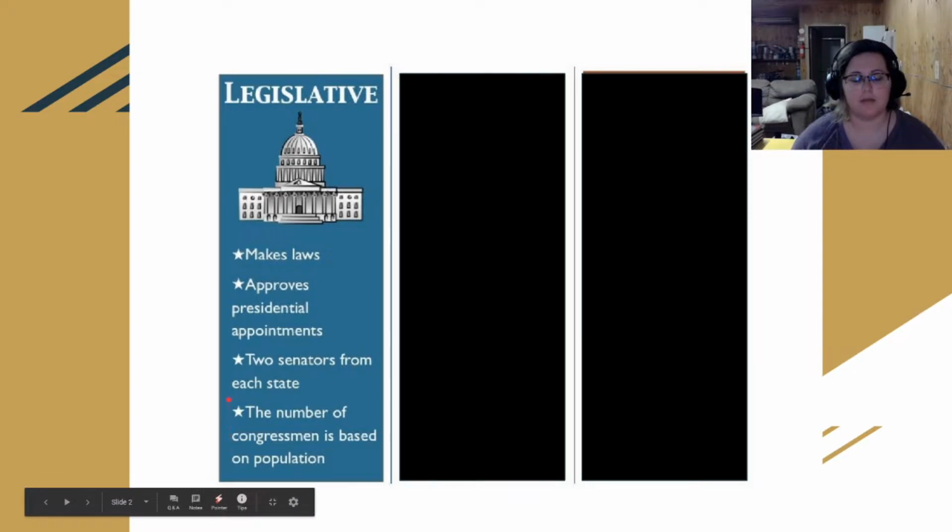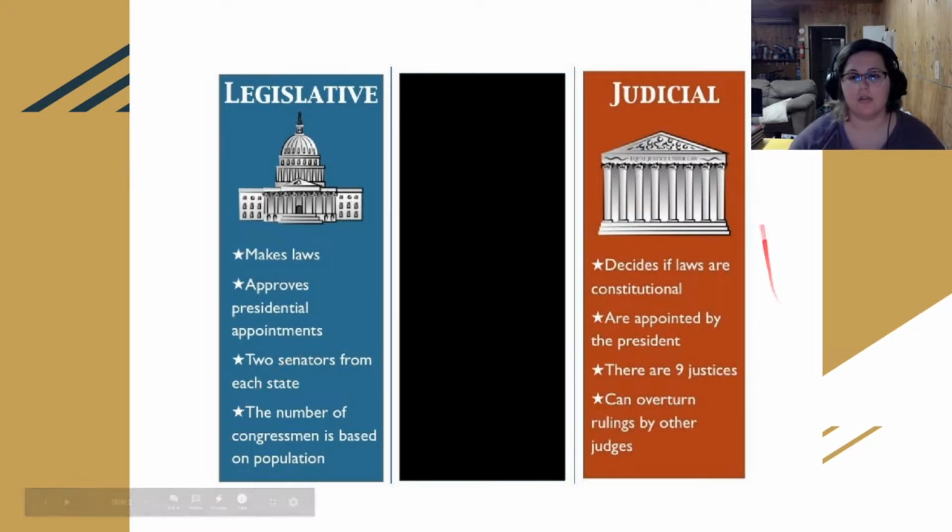a state's population. Okay? We also then talked about the judicial branch, and we talked about how the role of the judicial branch is to decide if laws are constitutional or not. Everyone in the judicial branch is appointed by the president. There are 9 justices on the Supreme Court, and the Supreme Court can overturn rulings by other judges because the Supreme Court's decisions are final.